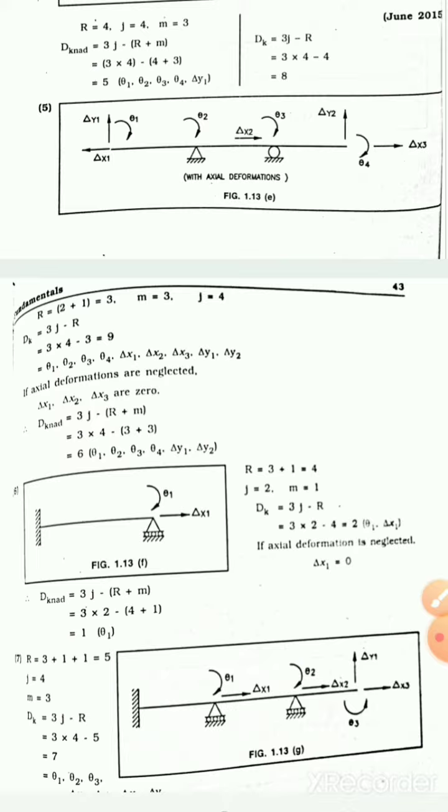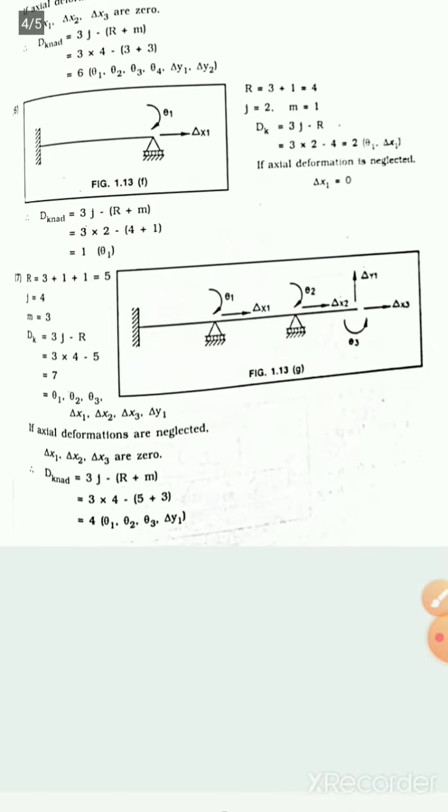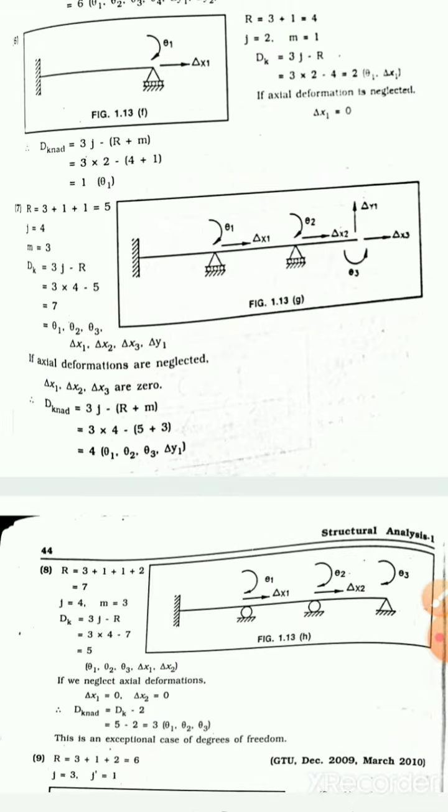So DK and AD equal to 3j minus r plus m. 3 into 4 minus 3 plus 4, 3 plus 3, it is 6. So it is theta 1, theta 2, theta 3, theta 4, delta y1 and delta y2. So in this way we can find out static indeterminacy and kinematic indeterminacy for a beam. ठीक है. Same way we can find for a plane truss, plane frame with internal hinge and grid.